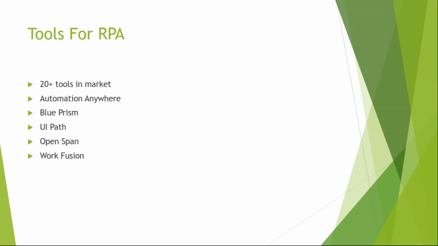So when we talk about the tools from the tools perspective, there are a lot of tools in the market. We have Automation Anywhere, Blue Prism, UiPath, OpenSpan, WorkFusion, and so on. There are a lot of tools, and we are focusing on Automation Anywhere. It is one of the biggest tools in the market.